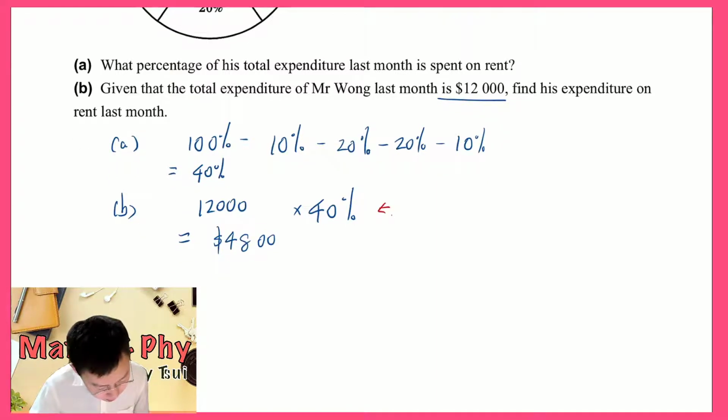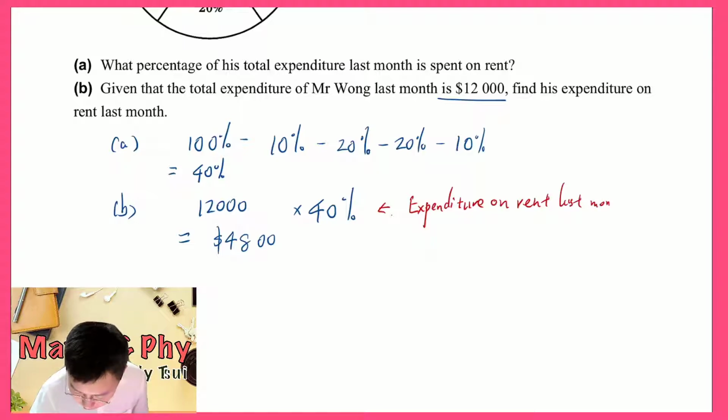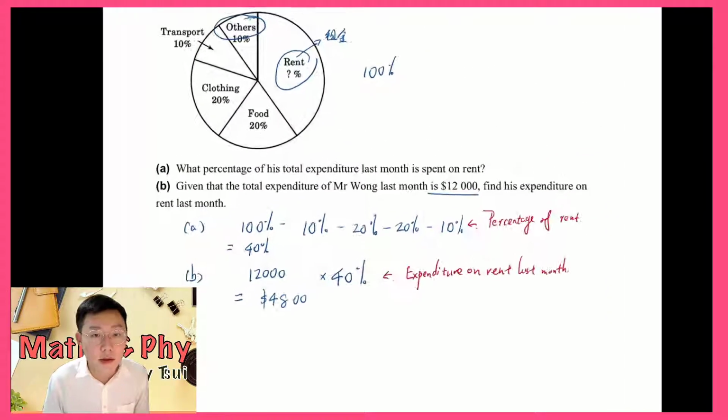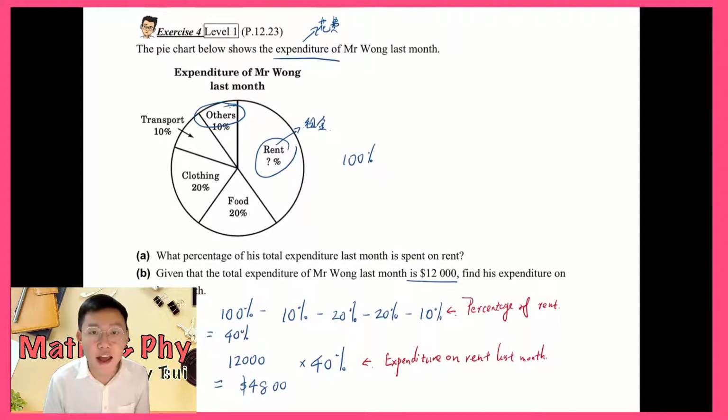And maybe you can write down, for this one, it is the expenditure on rent last month. And for this part, it is the percentage of rent. Alright, so in this term we finish exercise 4.